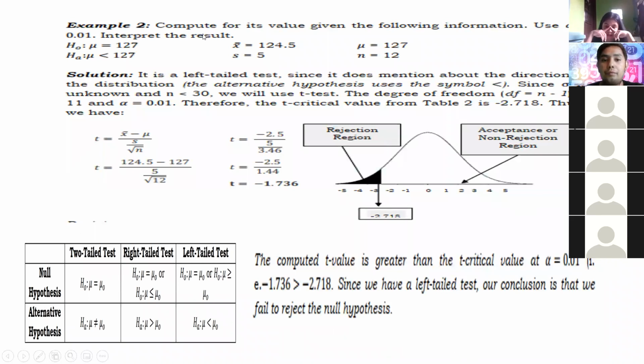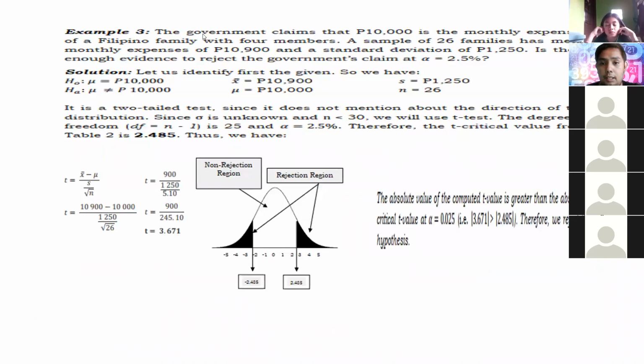How about this one? The government claims that 10,000 is the monthly expenses of a Filipino family for 4 members. The sample is 26. Mapapansin natin, yan yung kaninang compute natin. Ang ating null hypothesis is equal, at ang alternative hypothesis natin is not equal. So this is a two-directional, two-tailed, kasi not equal or not equal lang siya.